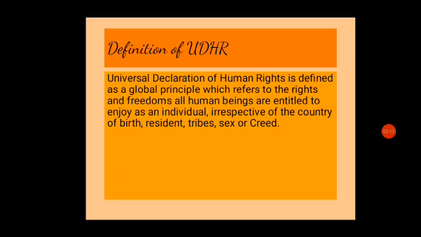Now, this human rights document consists of 30 articles. That is the right of every citizen of the country, and it was adopted by the United Nations General Assembly on 10th December 1948 as a result of the Second World War, which occurred from 1939 to 1945.